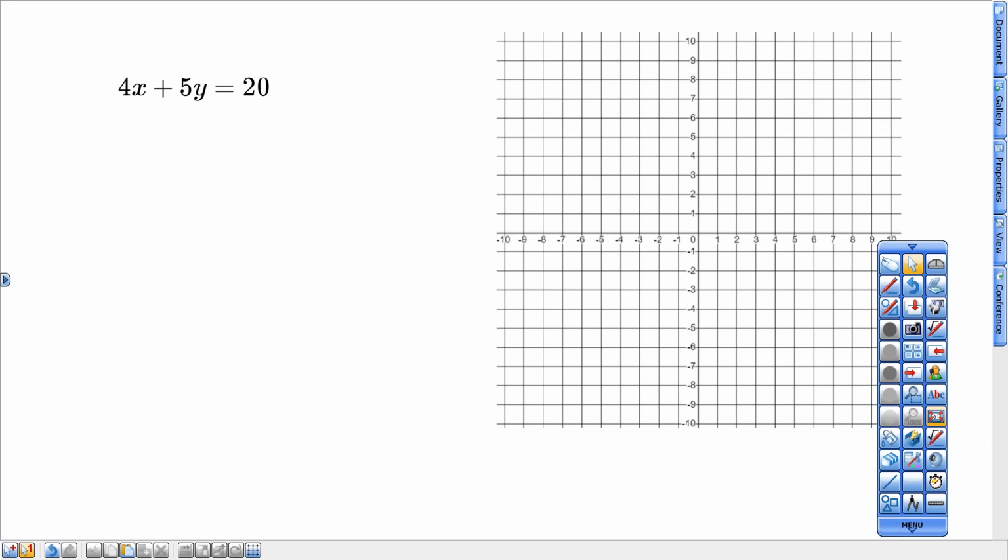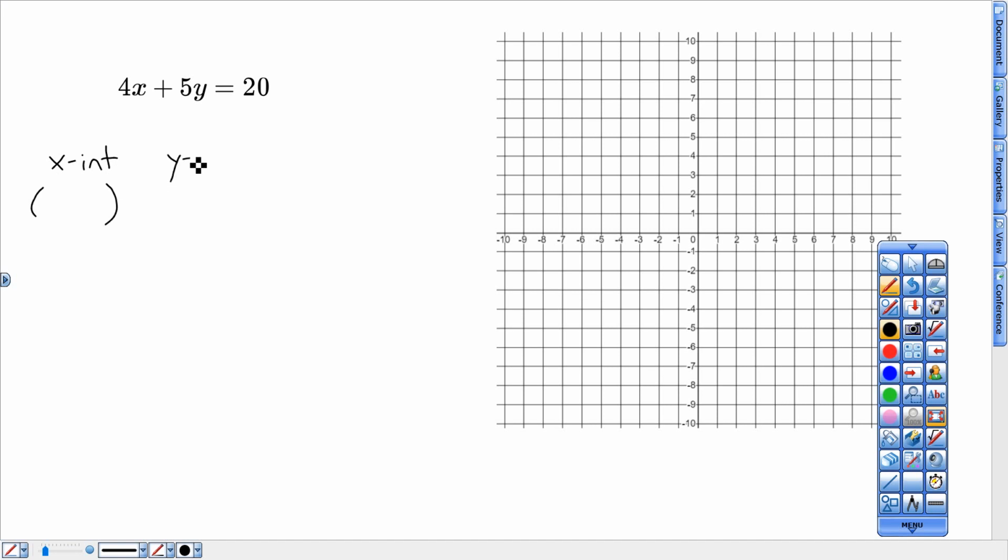All right, so here we go. First word is dog. First thing I'm going to do is show you how to graph this using the X and the Y intercept. This is the way I would like you to do this.